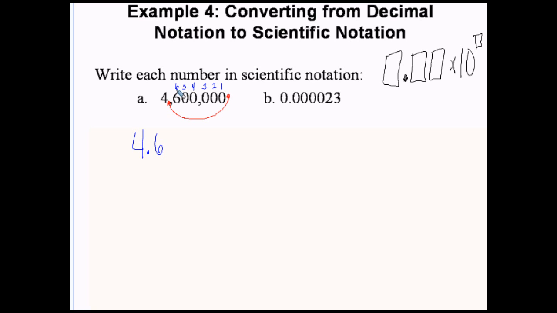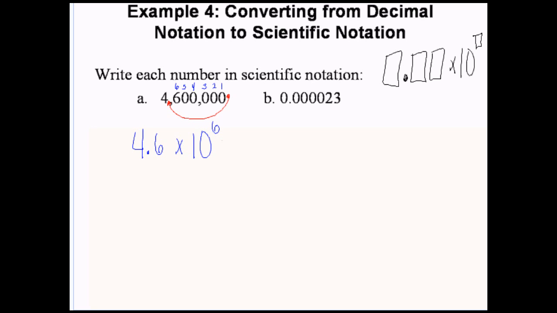How many places I moved over. Now, this is kind of backwards from before, whereas before, if we were moving the decimal place from a negative exponent, we moved to the left. But when we're going from standard notation to scientific notation, if you have a big number, positive exponent. If you have a long decimal, negative exponent. So this is going to be a positive 6.